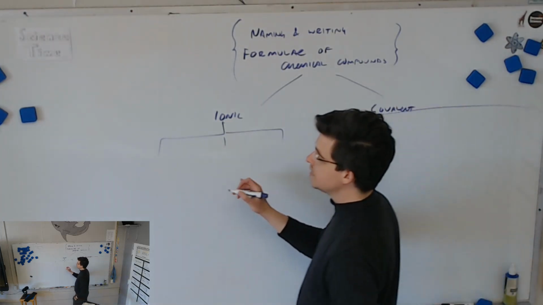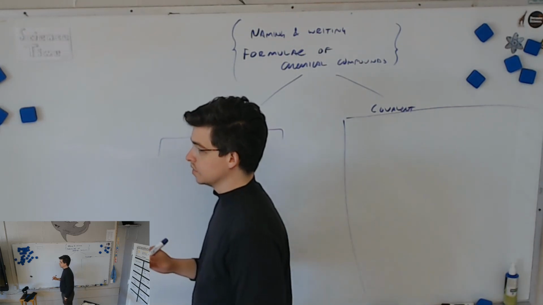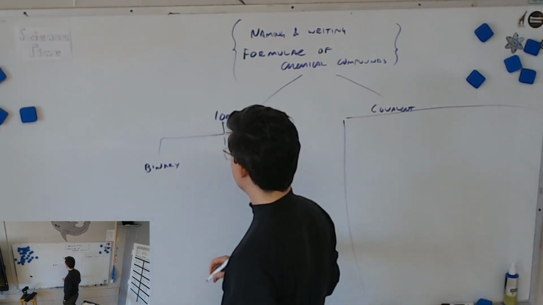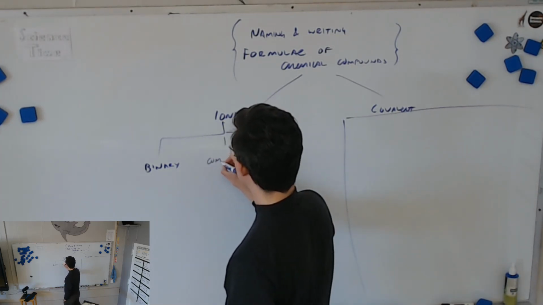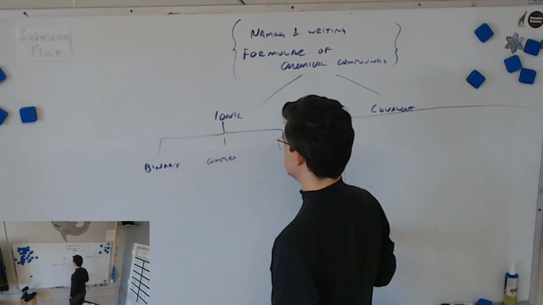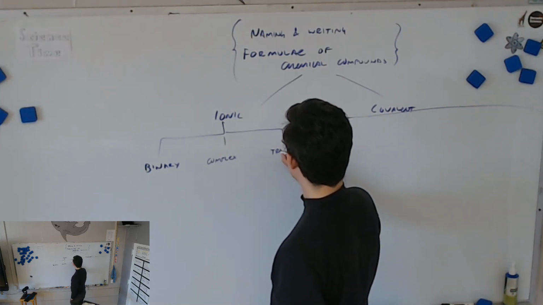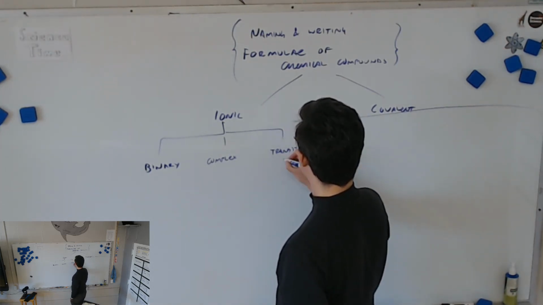The three ways that we need to talk about naming and writing formulas for ionic compounds are binary ionic compounds, which are easy, complex ionic compounds, which are, maybe you can tell from the name, slightly more complex, and then those involving transition metals.